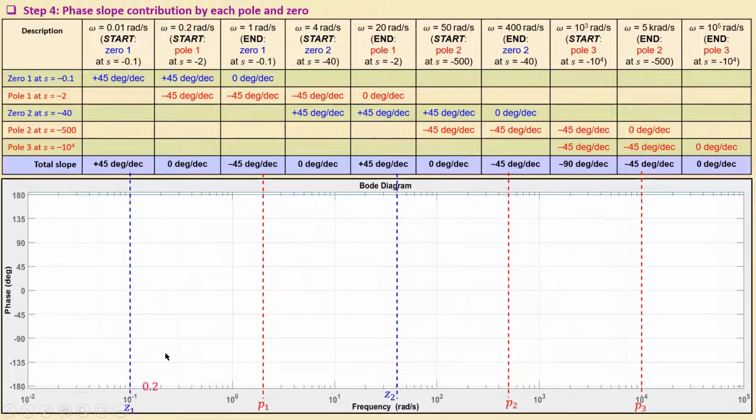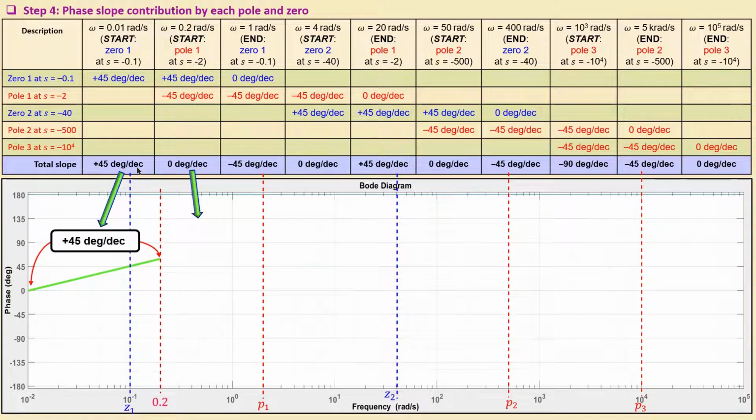So the first one is 0.2, and then we have a line here, and then we draw for that part the slope, increasing by plus 45 degrees per decade. For the second one, it goes with a slope of 0 degrees per decade from 0.2 radians per second up to 1 radian per second. So that is the first, the second. The third one is in a similar format, but up to 4 radians per second, because it starts at 1 radian per second and goes to 4 radians per second with this slope.